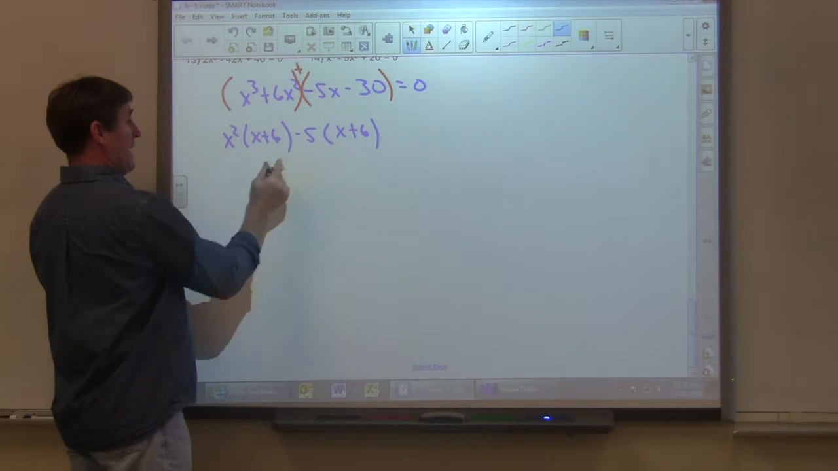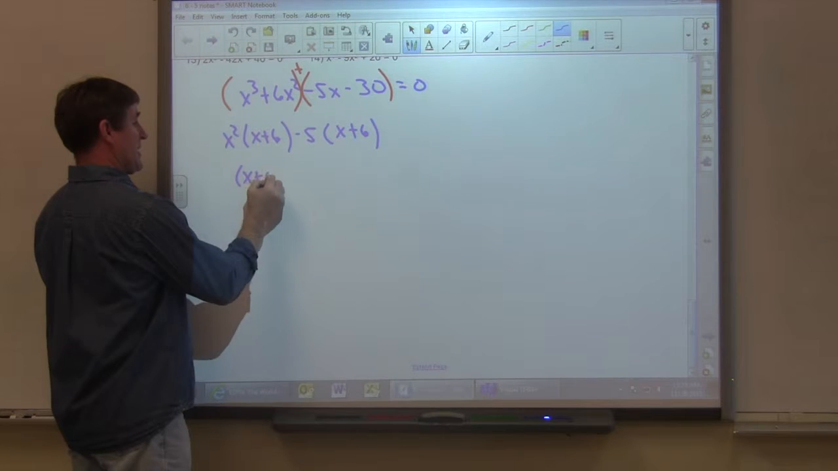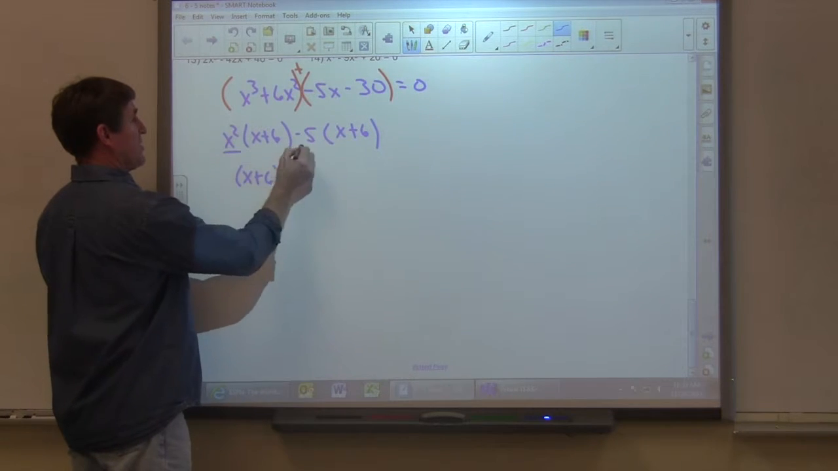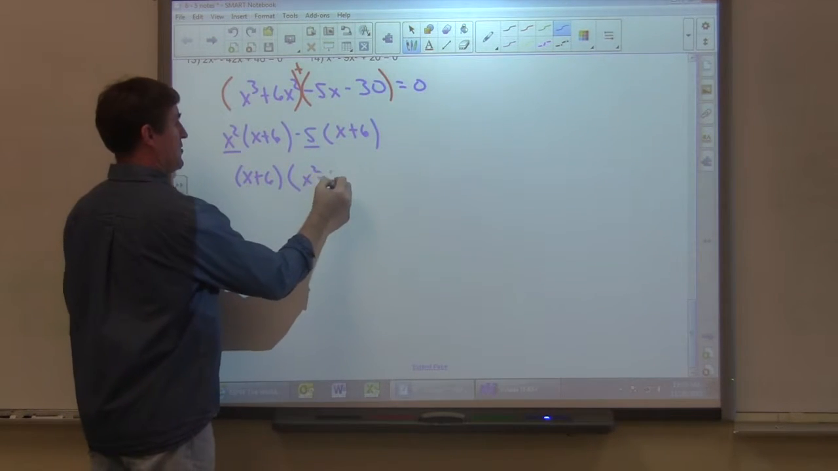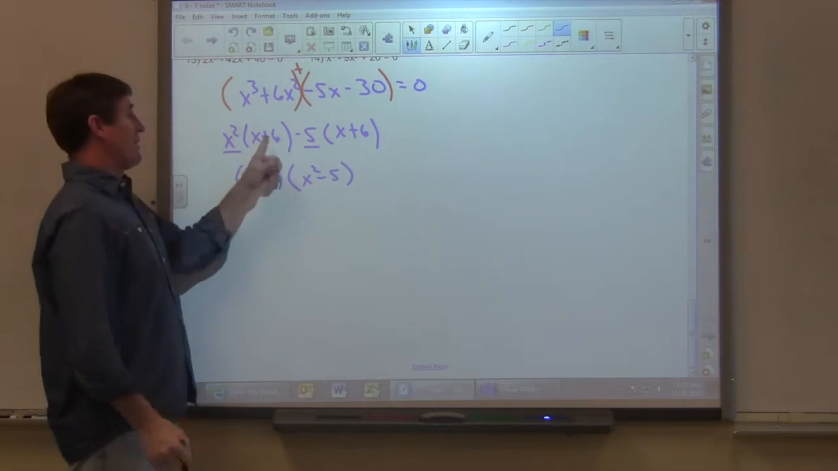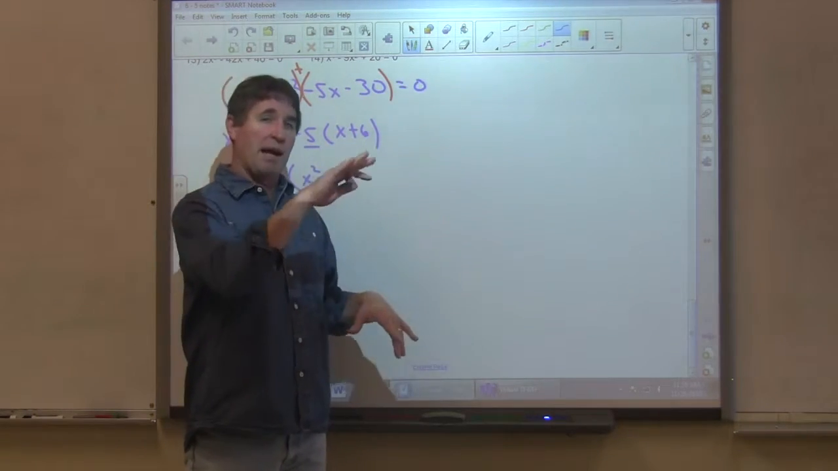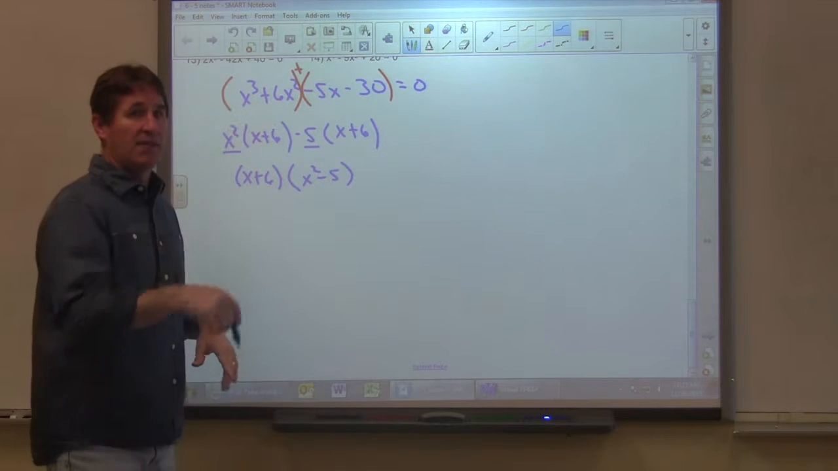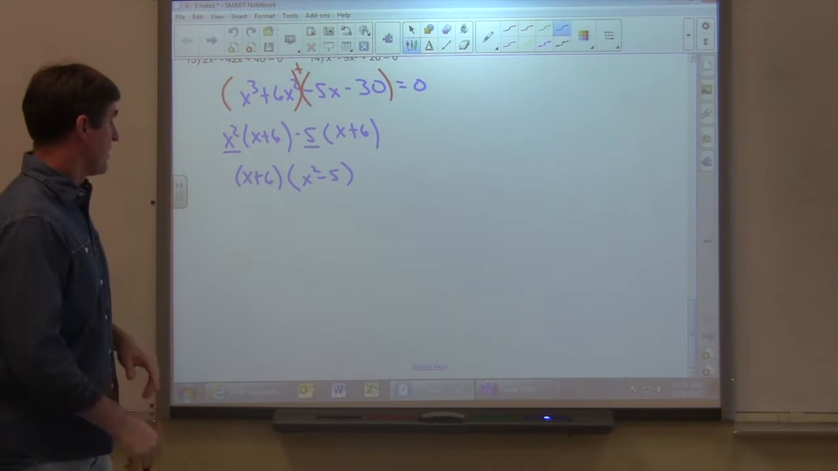Now, because they both have an x plus 6, we can pull an x plus 6 out, and then remember in the other parentheses goes what's in front, x squared minus 5. Now, if these were not the same, then you would have to go back and use the synthetic division to try and find the solutions.